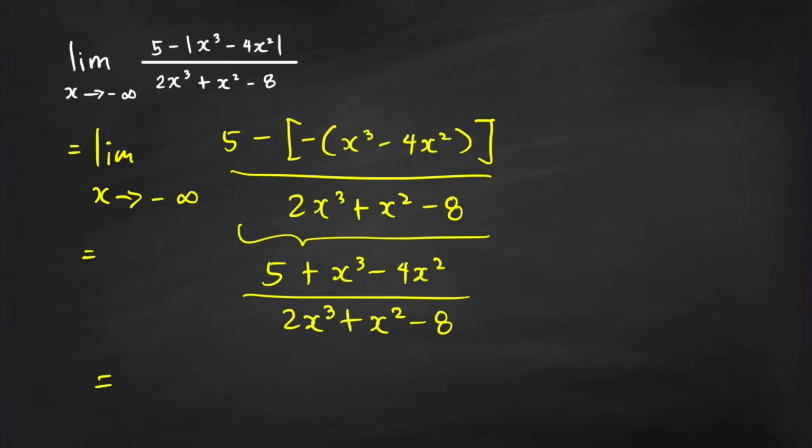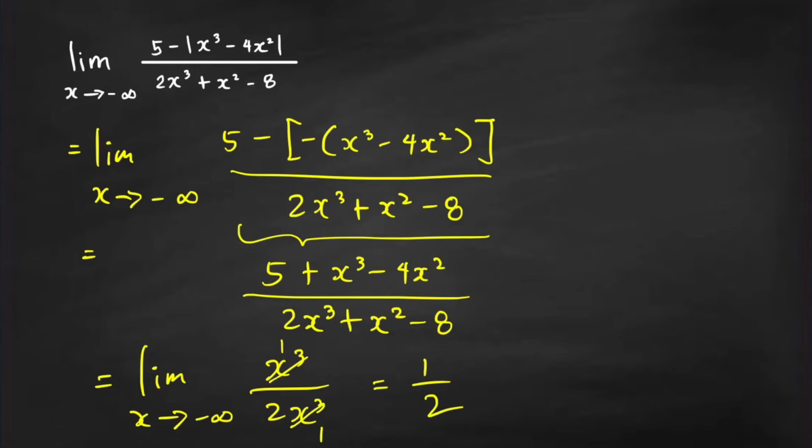And then again, we use our technique. The limit is just the limit of the ratio, or the quotient, of the highest degree terms. And what are the highest degree terms here? x cubed over 2x cubed. And they are actually of the same degree, so we can cancel this common factor and replace them by 1. So the limit of 1 half as x goes to negative infinity is just 1 half.